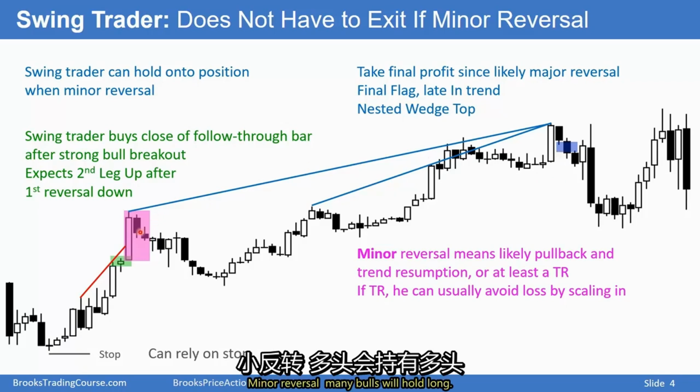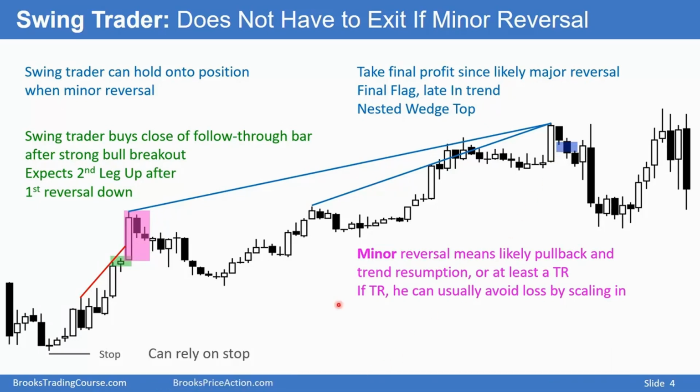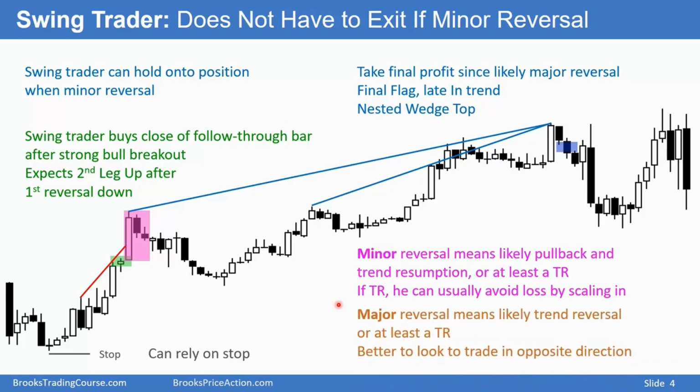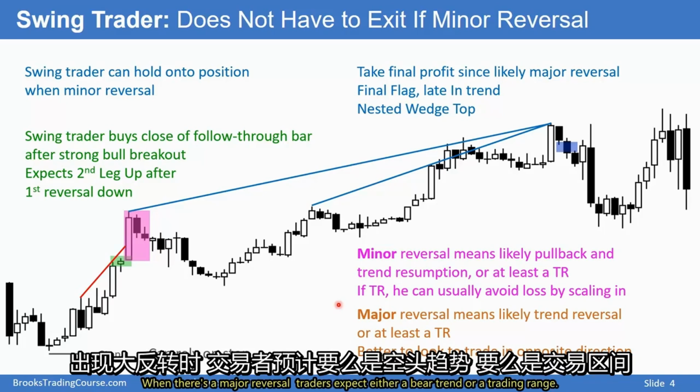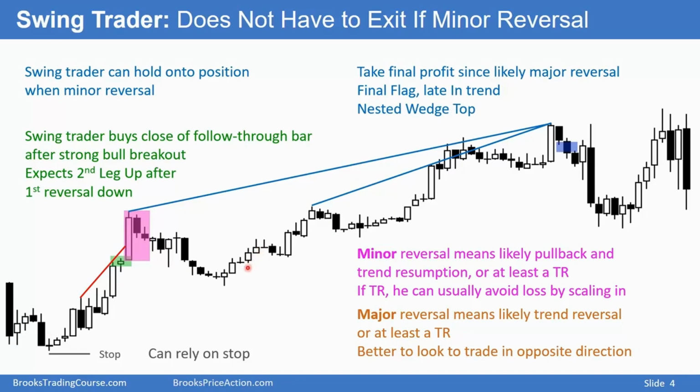Minor reversal, many bulls will hold long if they buy here. Major reversal, the bulls will exit and bears will start to short. When there's a major reversal, traders expect either a bear trend or a trading range. A minor reversal in a bull trend, traders expect either a bull flag and trend resumption or a pullback and a trading range.